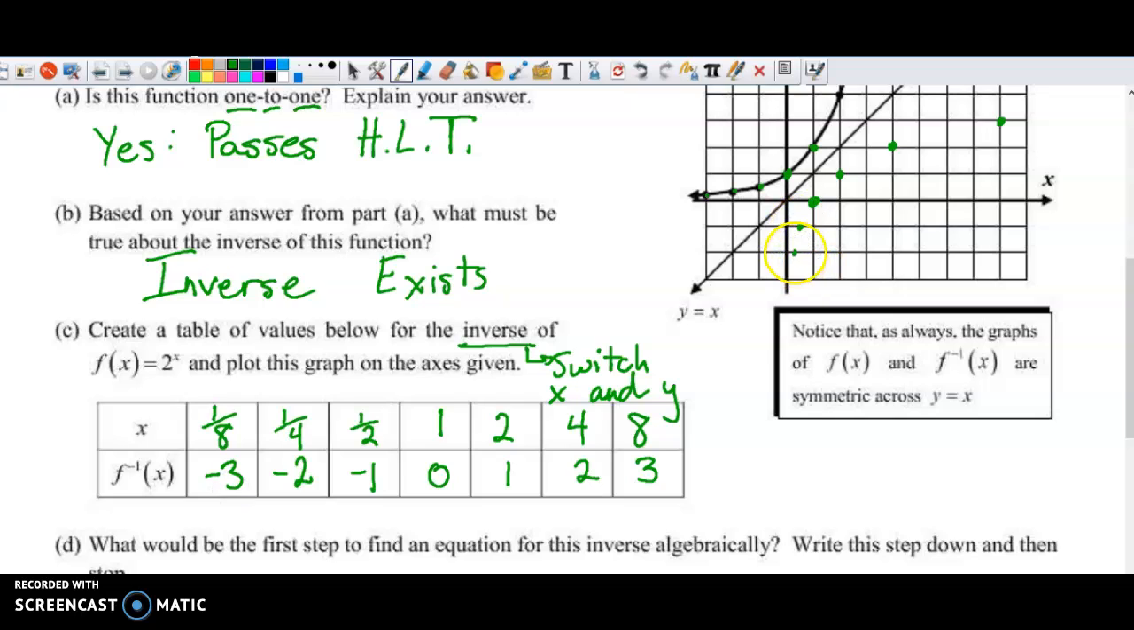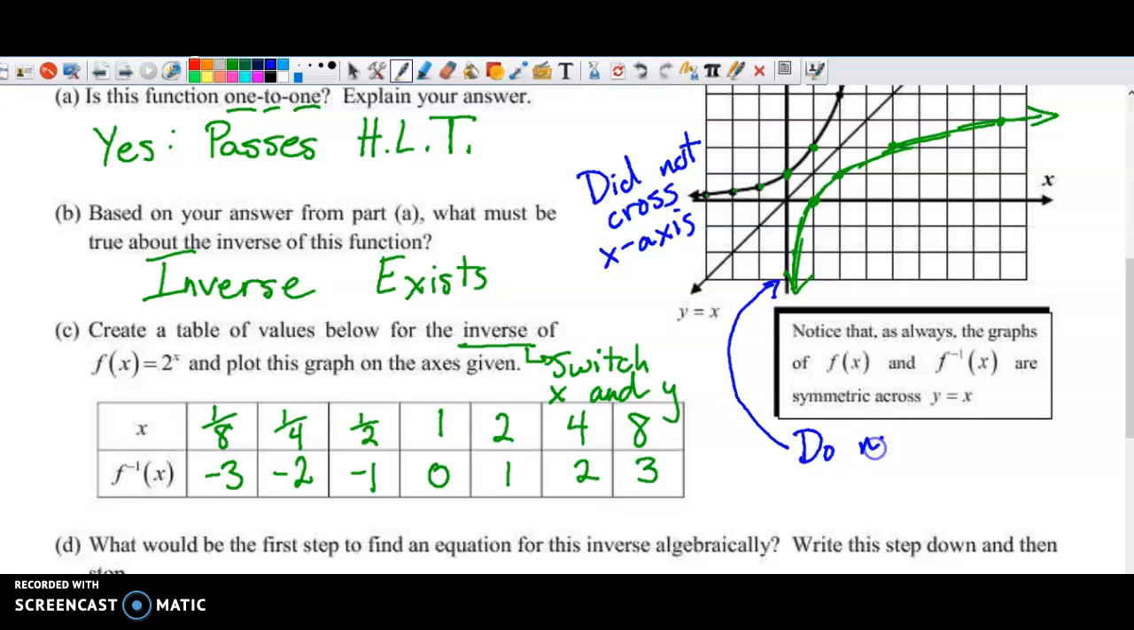And so there's two things that I want you to keep in mind with this. One of them is with the exponential function, let me switch colors, we did not cross the x-axis. So if we're switching x and y, then on this part, I'll just write it right here, we do not cross the y-axis. So it's very important when you do that.